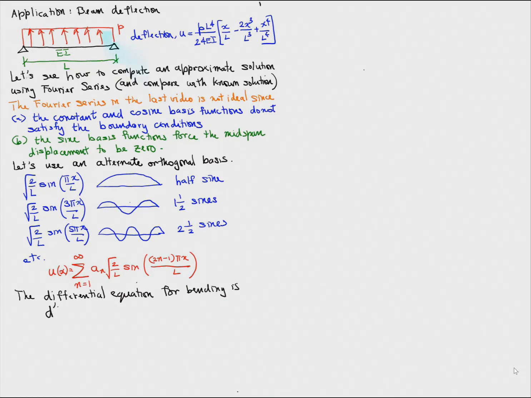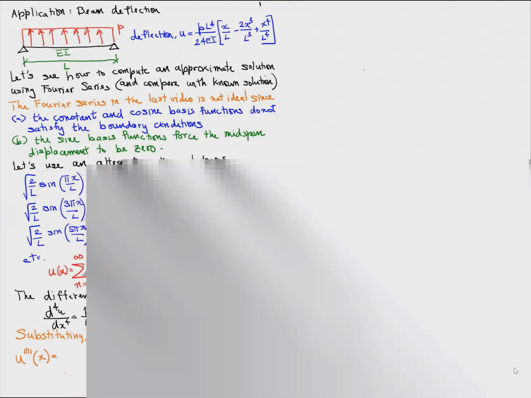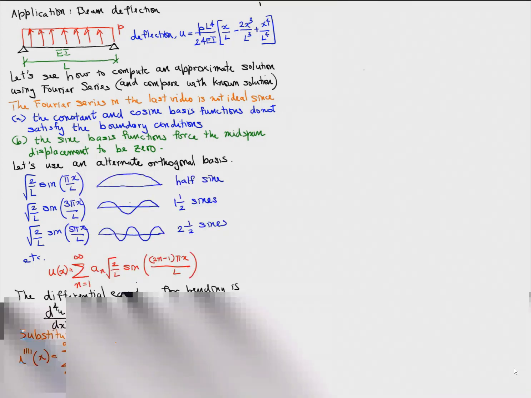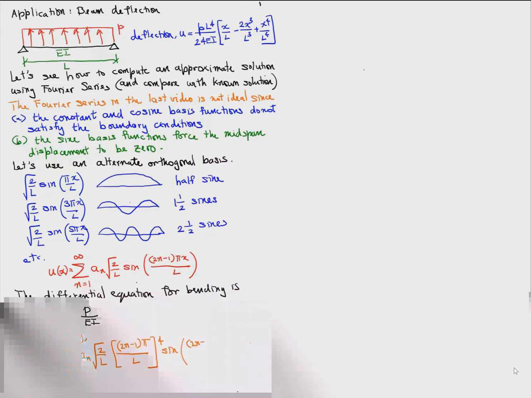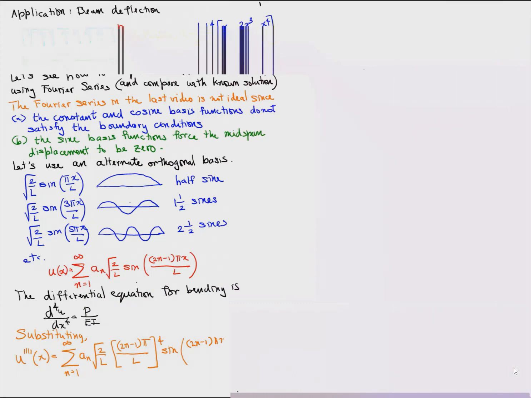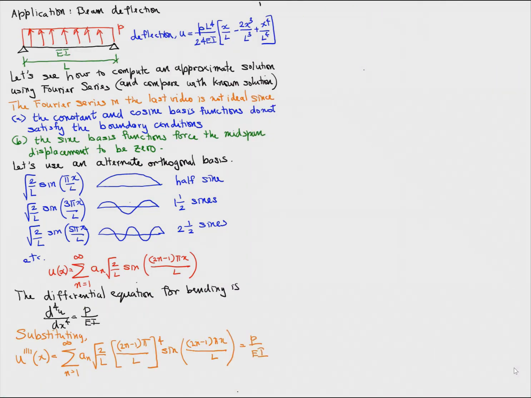So our Fourier series, in terms of these sine functions, can be written as a_n times square root of 2 over L times the sine that makes half, 1.5, 2.5 cycles over the length 0 to L. The differential equation for bending of the beam is d^4u/dx^4 = P/EI. So if we substitute our Fourier series into the differential equation and compute the fourth derivative of u, we get this.